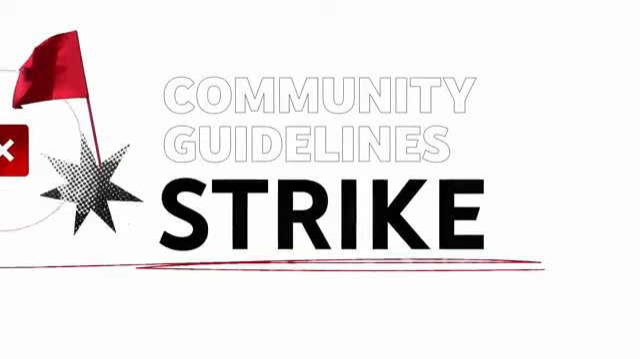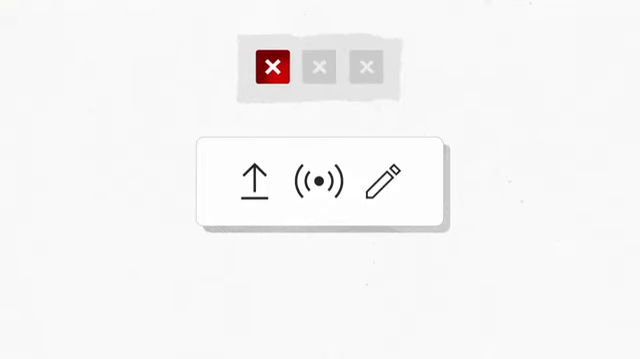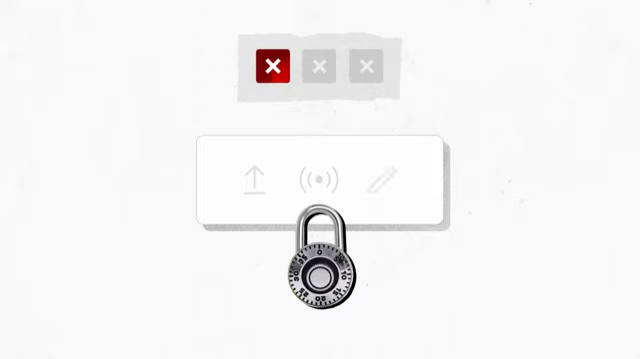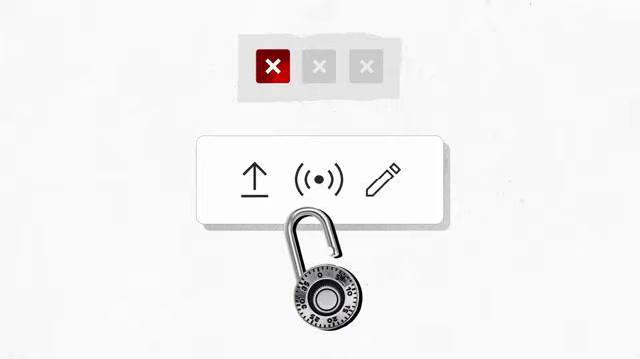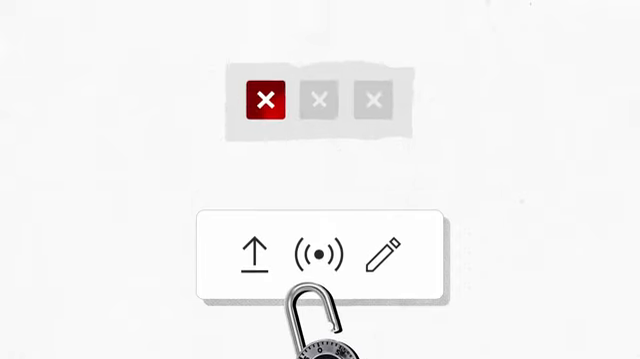Now let's walk through what happens when you get a community guideline strike. On your first strike, you won't be able to upload, stream, or make certain edits on your channel for 1 week after you review the strike. After the 1-week period, we restore full privileges automatically, but the strike remains on your channel for 90 days.